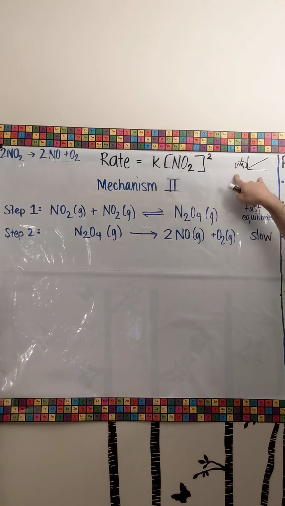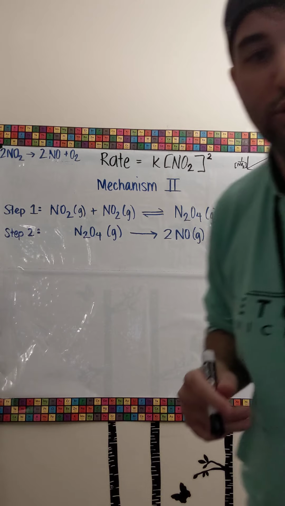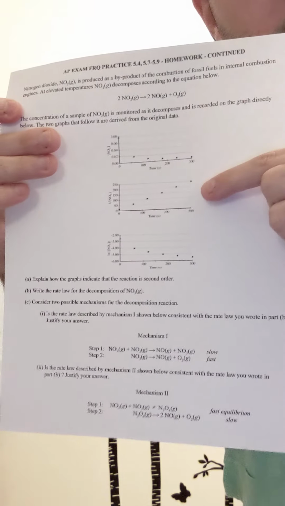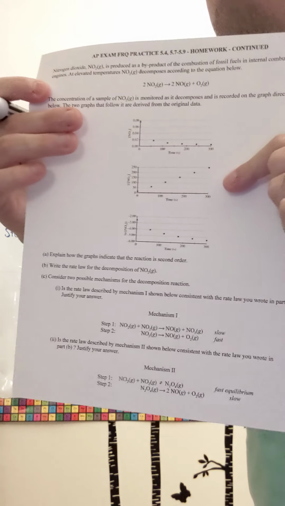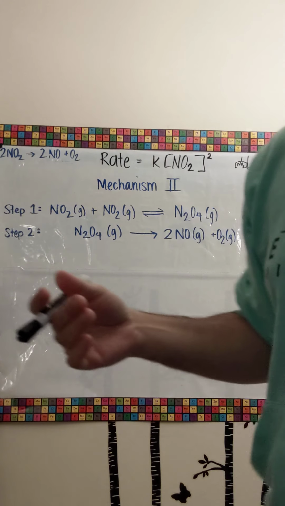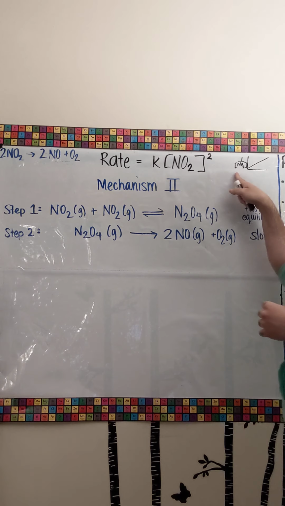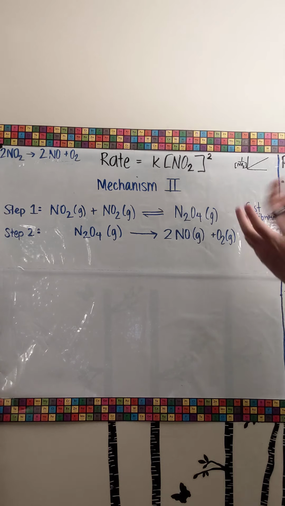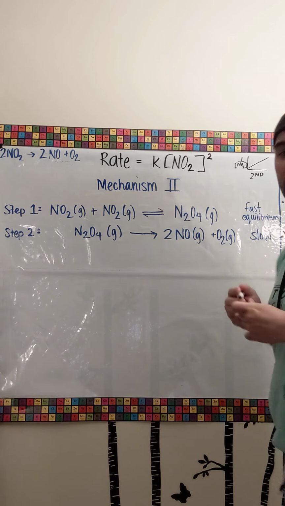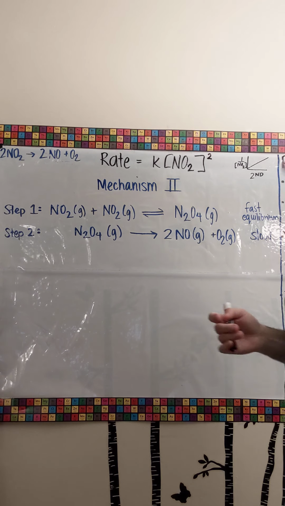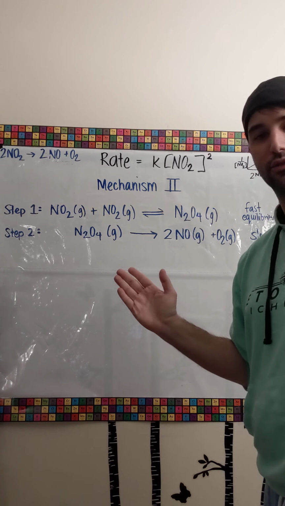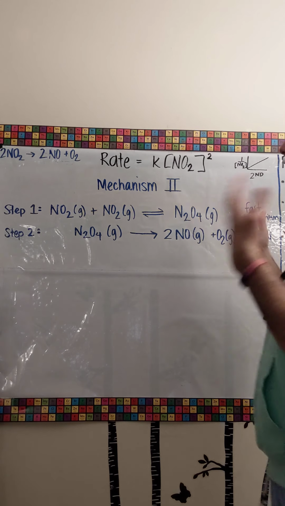That's because in part B there were a bunch of graphs, and you found out that 1 over the concentration of NO2 was linear versus time. That means it's second order. So when my graph is linear with 1 over the concentration versus time, it's second order. If it was linear with respect to natural log, first order. If it was linear with just changing concentration, that's zeroth order.